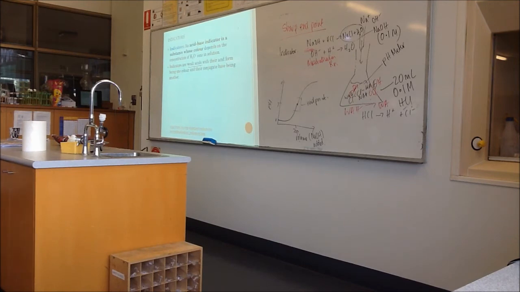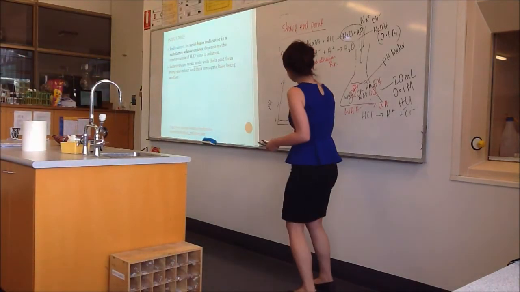What's the end point again, guys? Very simply, the indicator changes colour. It has to overlap the equivalence point. It changes colour over a range because the first drop you add might not get rid of all of it. Then you add another drop and it gradually changes colour. But really, it should be a very small range.